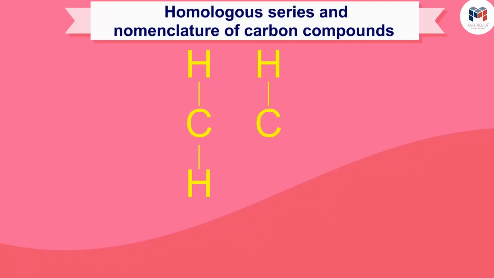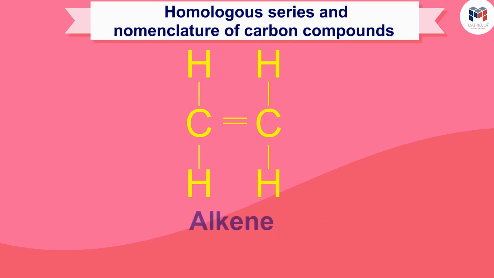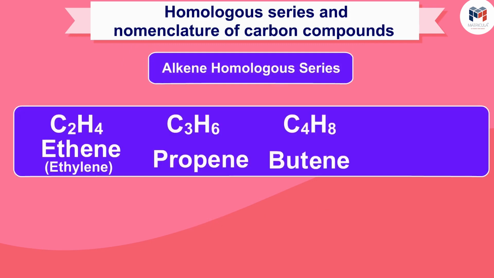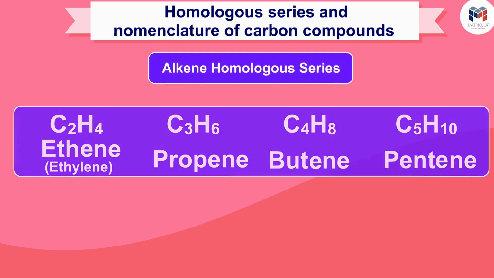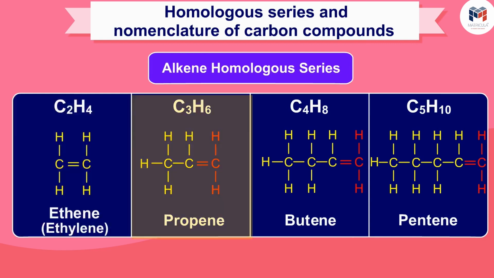If the hydrocarbon compound contains a carbon-carbon double bond, then that category will be called alkene. That is, "ene" will be added at the end of the name. For example, ethene, propene, butene, pentene, etc. In this series too, there is a difference of CH2 unit in moving from one unit to another.